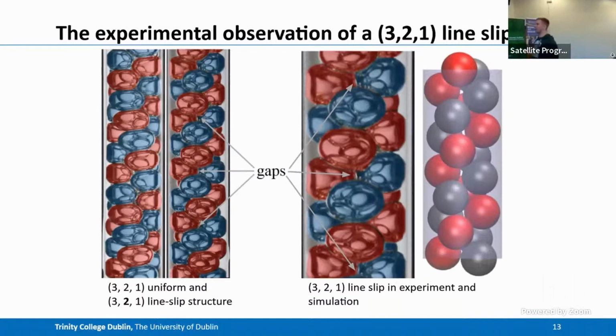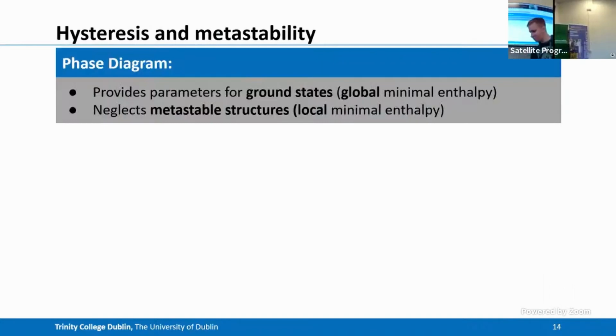And we actually noticed that there were gaps opening up, and we took pictures of it, and we compared it to the simulation of a 3-to-1 line slip structure. And you can actually see how these gaps correspond very well to the gaps that you can see in the simulation. So we were actually the first ones to ever find a line slip structure in a soft sphere system, by using bubbles in a glass tube.